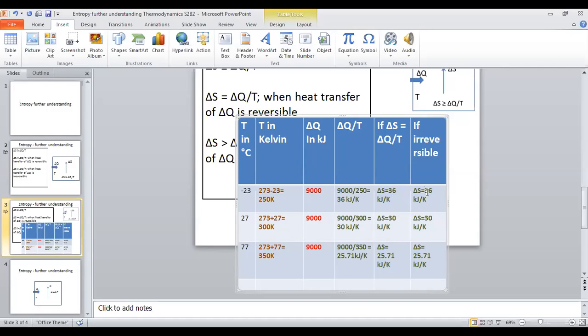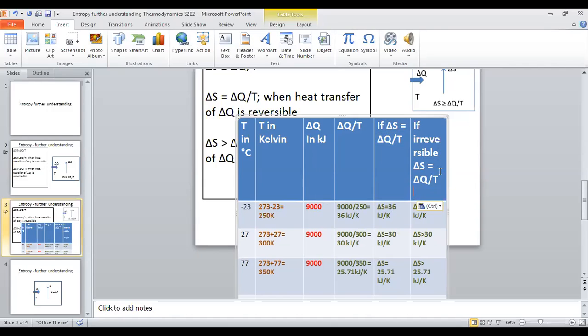Kutala, you try to understand this. Understand this is very important. That's why I'm doing this evaluation. Delta S, if irreversible, that's what we can say. Delta S is greater than the corresponding value. Delta S is greater than delta Q by T. Okay. Irreversible, delta S is greater than delta Q by T.